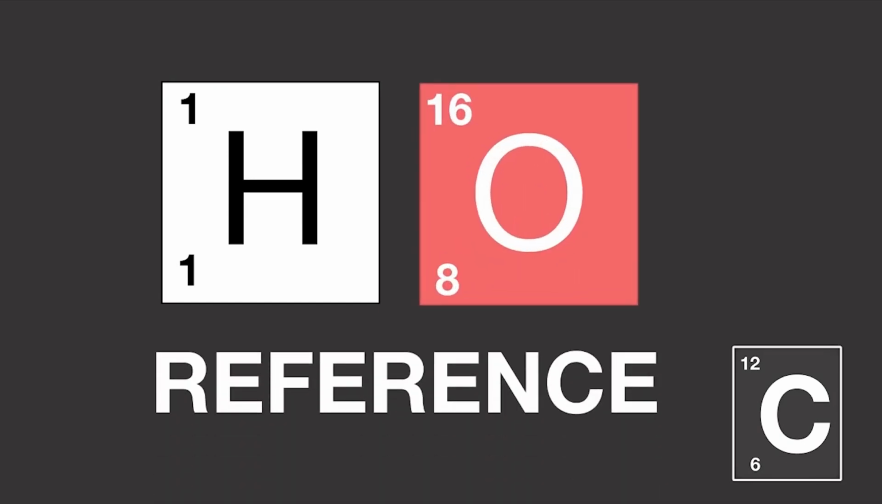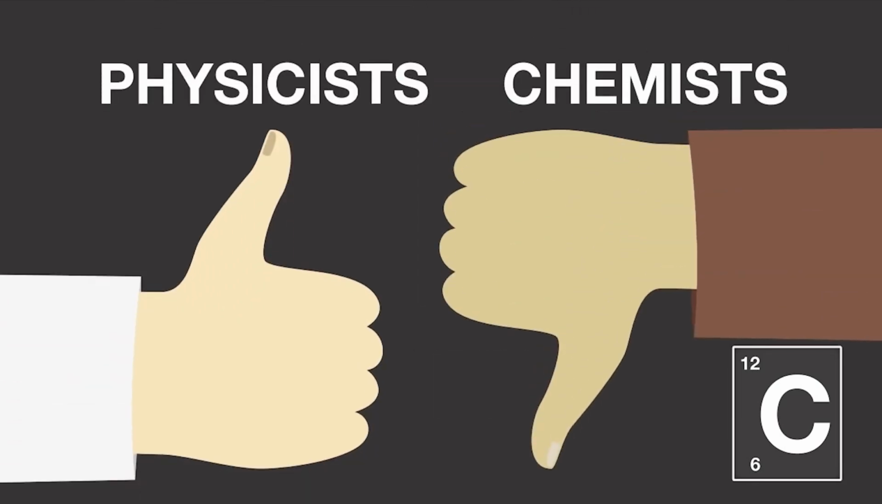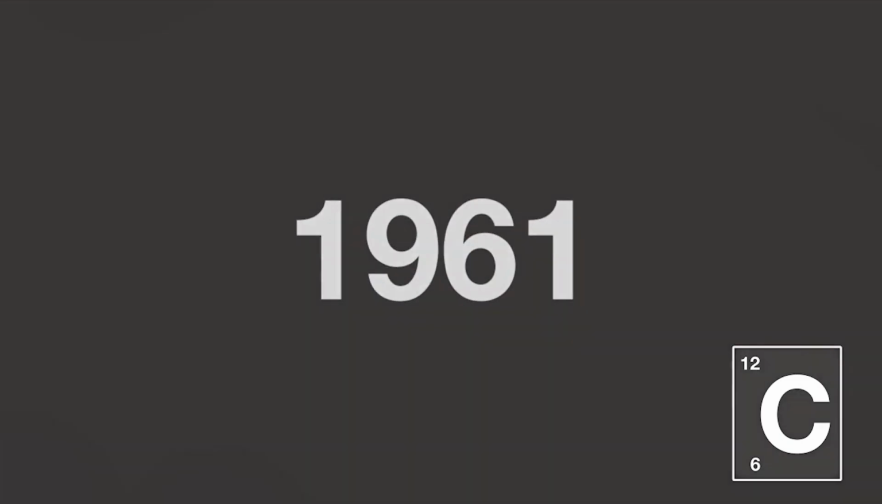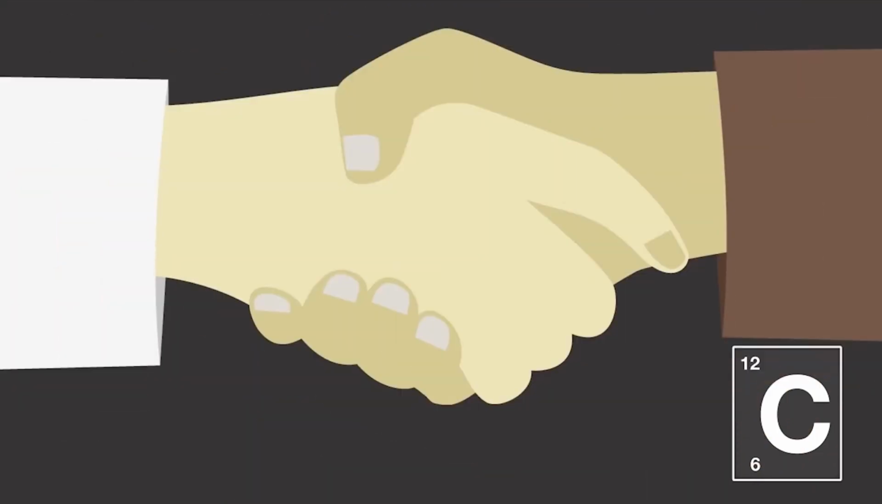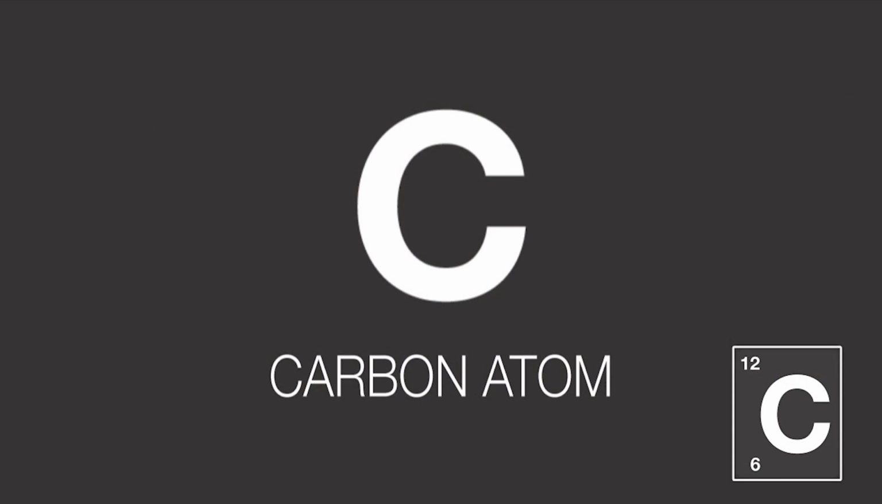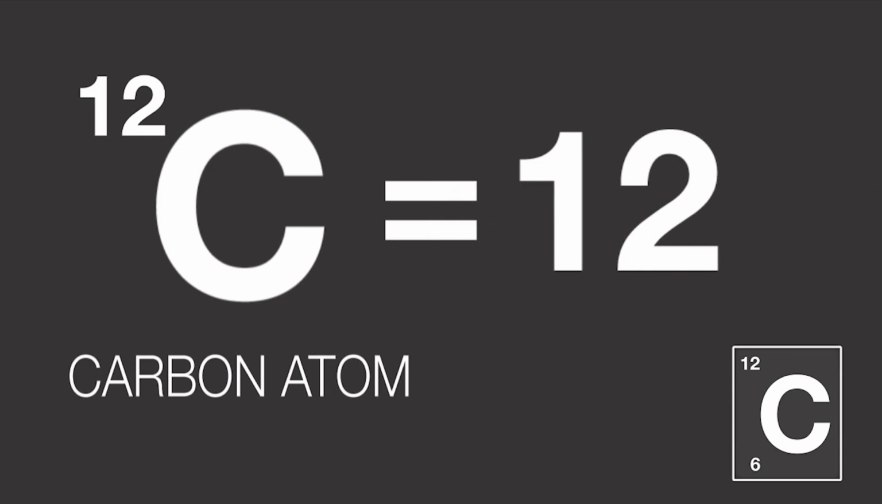Scientists had previously attempted to use hydrogen, but discovered it resulted in physicists and chemists disagreeing on masses. In 1961, scientists eventually agreed that a carbon atom, or to give it its full and correct name, a carbon-12 atom, has a mass of exactly 12, making it the accepted reference atom.